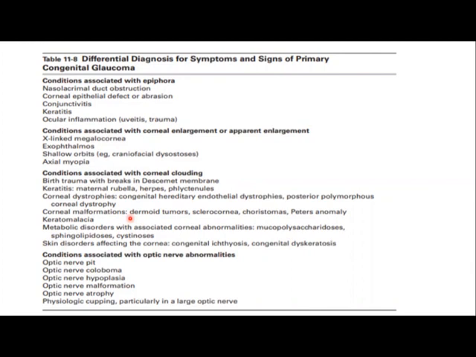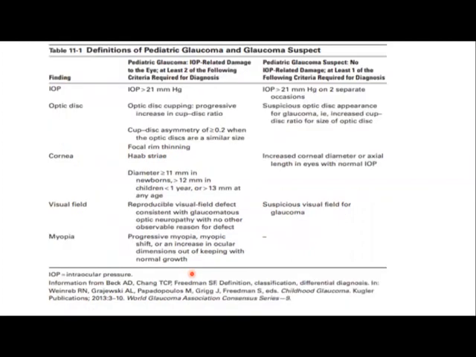Then conditions associated with optic nerve abnormalities, which give an enlarged optic nerve head picture, like optic nerve pit, optic nerve coloboma, optic nerve hypoplasia or malformation, optic nerve atrophy, then physiologic cupping, particularly in a large optic nerve.